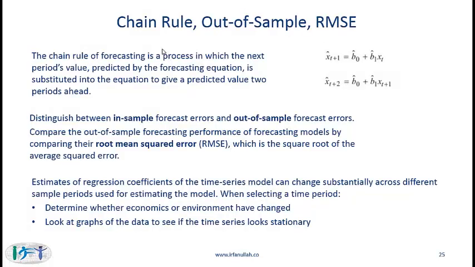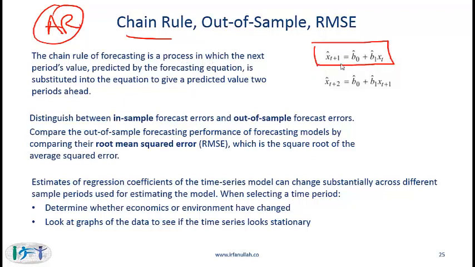Okay, just a few miscellaneous points related to AR models. We can use the chain rule to forecast. Now what does this mean? You have an AR model. Can you predict the value of x at time t plus 1 based on the value of x at time t? Yes. Can you predict the value of x at time t plus 2? Again, you can do that based on x t plus 1. And then you can keep going. You can predict x t plus 3 based on t plus 2. So this is called the chain rule. That's point number 1 over here.